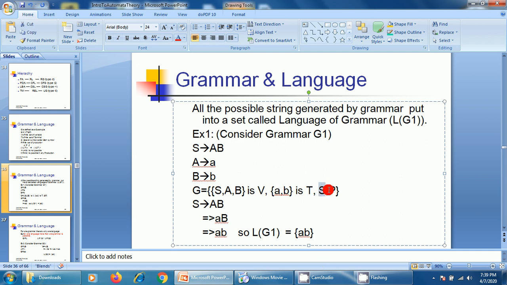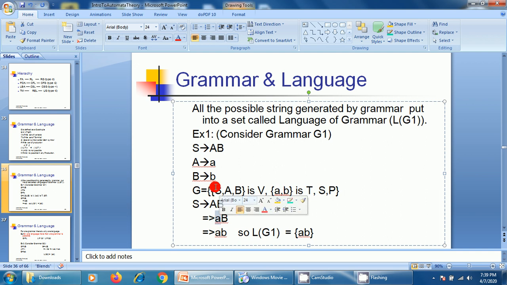Okay, now P, what is P? P is a set of productions. How many productions are given in the given grammar? In the given grammar, there are three productions: S tends to AB, A tends to small a, B tends to small b. Okay. First we'll take S tends to AB. S tends to AB. In place of capital A, we can write small a.